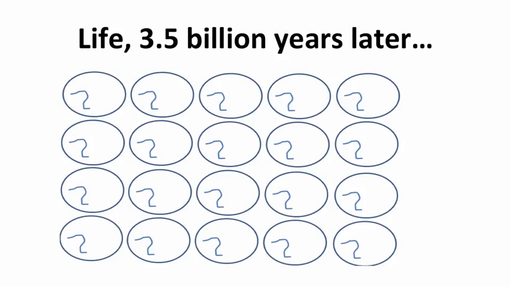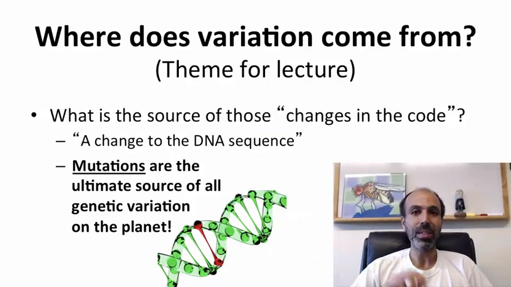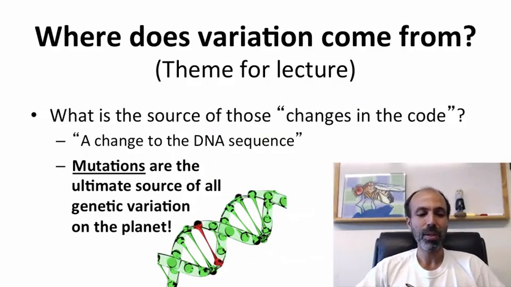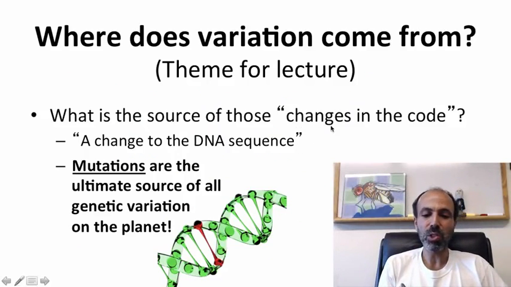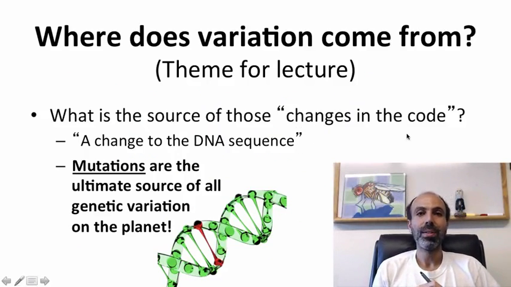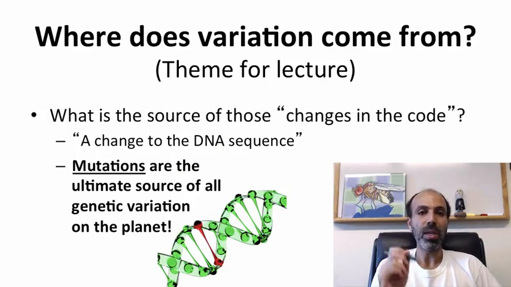So there obviously has been introduction of some sort of new variation into the diversity we see on the planet today. Now, where does this variation come from? Well, this is the theme for today's lecture. Where does this variation come from? What is the source of these changes in the genetic code? Well, the answer is mutations.